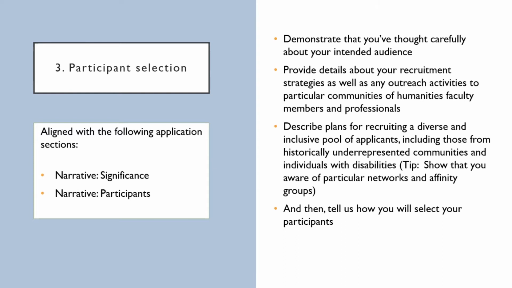You want to provide details about your recruitment strategies, as well as any outreach activities to particular communities of humanities faculty members and participants and professionals. You want to describe plans for recruiting a diverse and inclusive pool of applicants, including those from historically underrepresented communities and individuals with disabilities. You'll need to be specific and show that you are aware of particular affinity groups and networks. You need to go to them with your publicity plans.